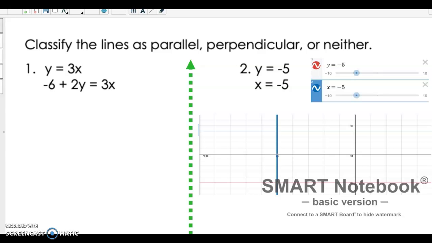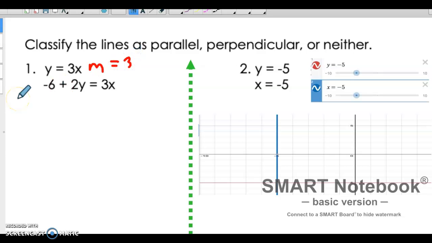This problem says we need to classify the lines as parallel, perpendicular, or neither. So we need to recall that parallel lines have the same slope. Perpendicular lines have opposite reciprocal slopes. So here for number 1, y equals 3x. There our slope is equal to 3.